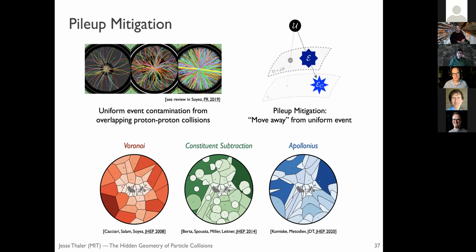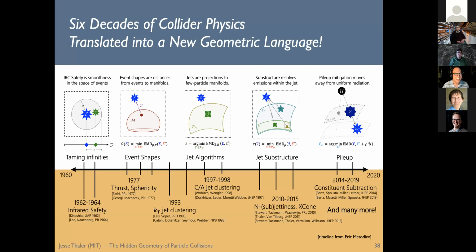More generally, in six decades of collider physics, we've been able to translate into a new geometric language the notion of infrared and collinear safety, old event shapes, jet algorithms, jet substructure techniques, and pileup mitigation. It has been remarkable to us to realize that all these ideas are really different facets of the same idea. So now that we have this EMD paradigm, it'll be interesting to see what happens over the next six decades and whether there are new things we're able to do with this philosophy.